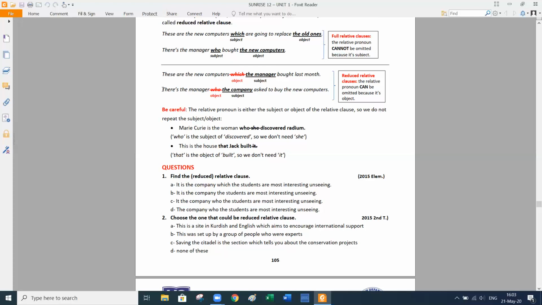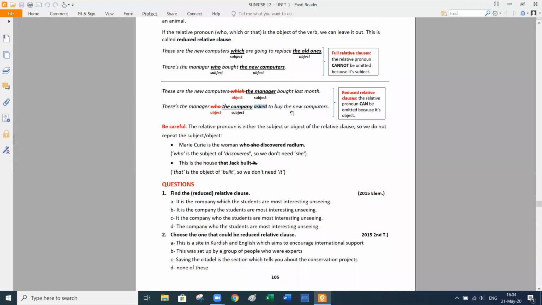Another example, there is the manager who the company asked to buy the new computers. So first of all, again, we find the verb. Who the company asked to buy the new computers is the relative clause. This is the relative clause. We find the verb. The verb is ask. Asked to buy the computers.